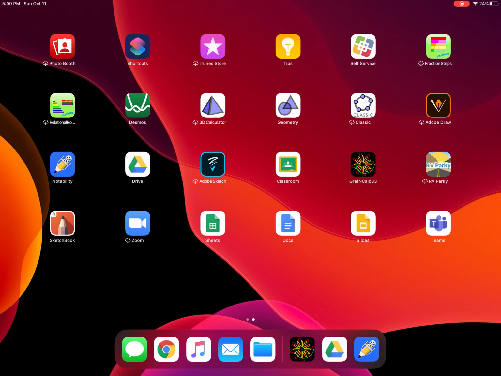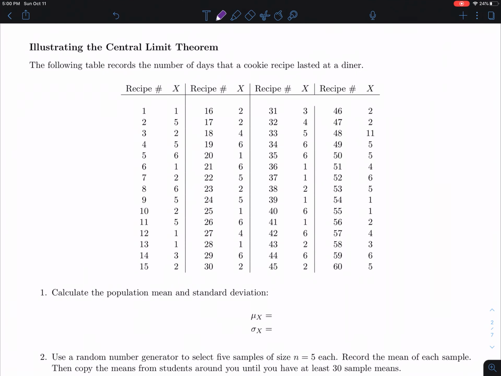So let's go back to the document. So what I want you to do is, for an experiment, actually work on illustrating the central limit theorem on your own. And so what we've got is all these different recipes. This bakery or store had 60 different recipes, and it shows how many days they used each recipe. So I'm assuming the ones that were like 1 day must have been flops, and the ones that were like 6, 11, 5, things like that must have been better, and they used them more often.